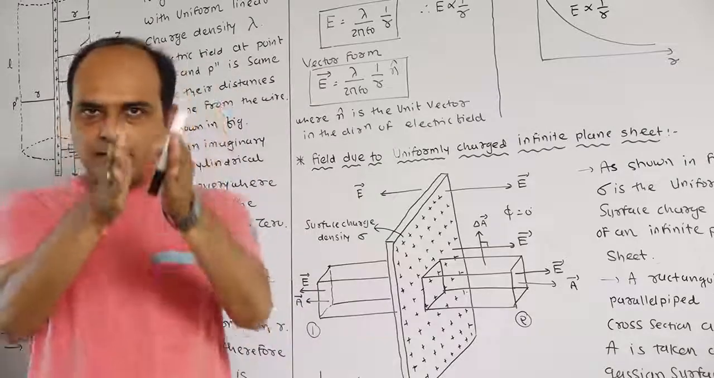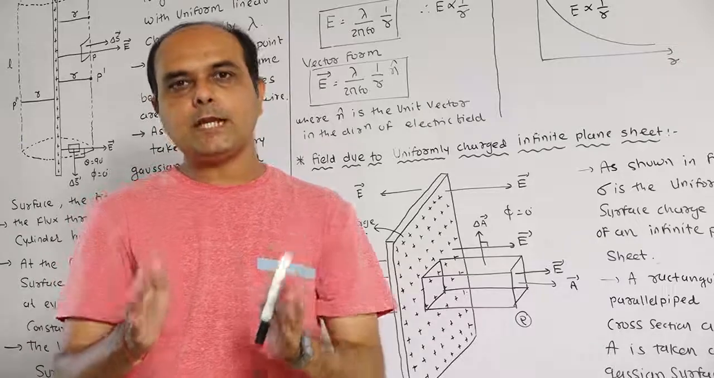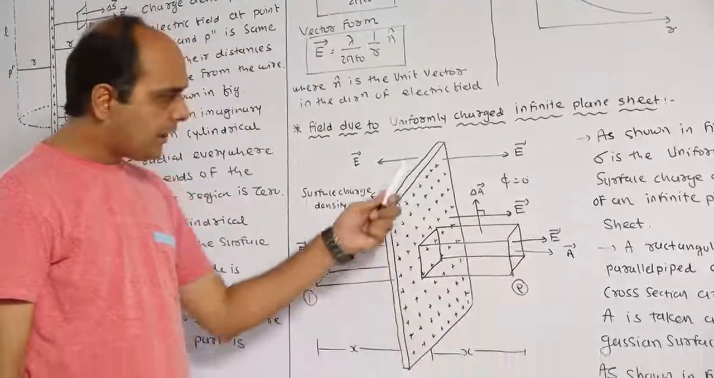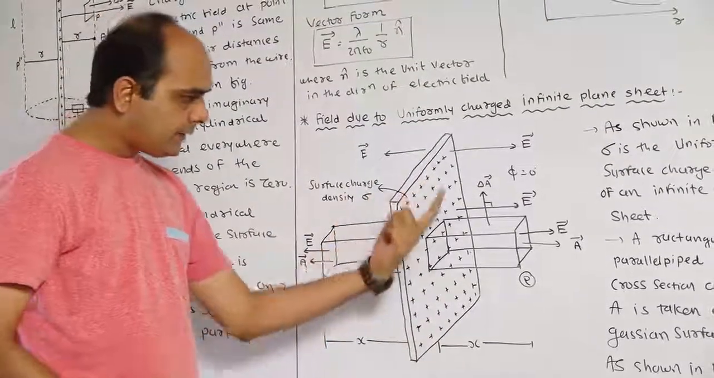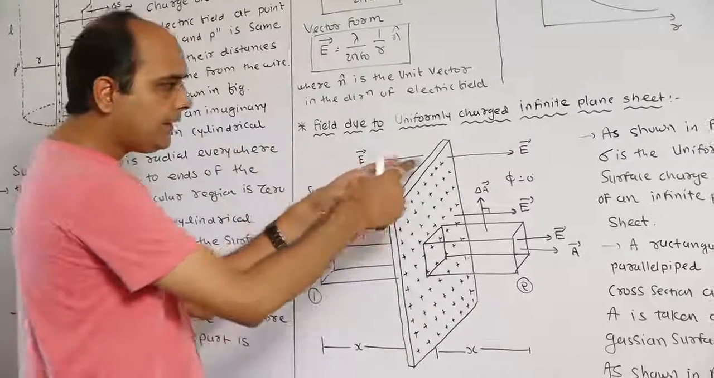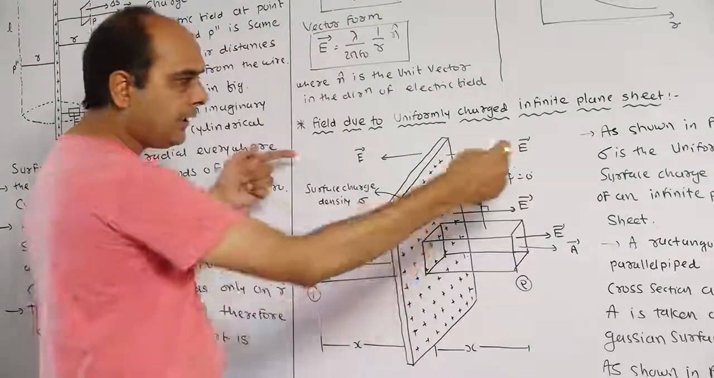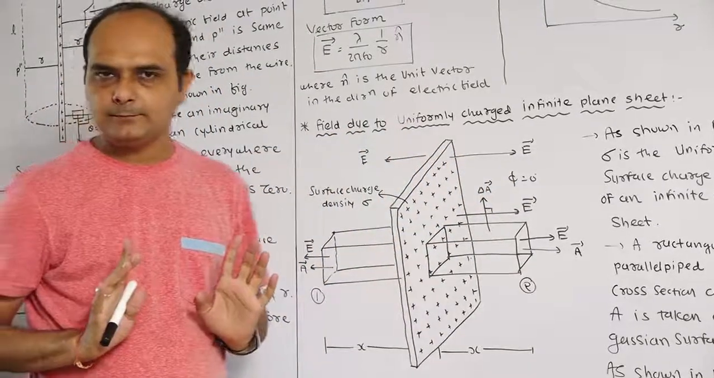There is a charge plane. It may be positively charged or it may be negatively charged. Right now in our diagram we are using this charge plane as positively charged. If the charges are positive, then the electric field is away from the plane. And if the charge is negative, the electric field is towards the plane.